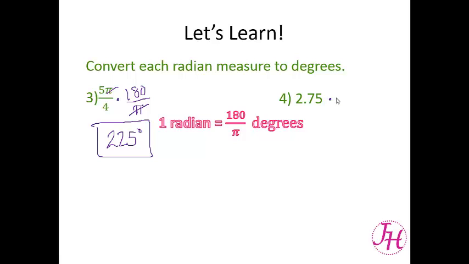Now over here we have 2.75, or 2 and 75 hundredths, and we're going to multiply again by 180 over pi. Because your answer is already in decimal form, it's okay to leave your answer in decimal form. So when you multiply that, you get 157.6 degrees.